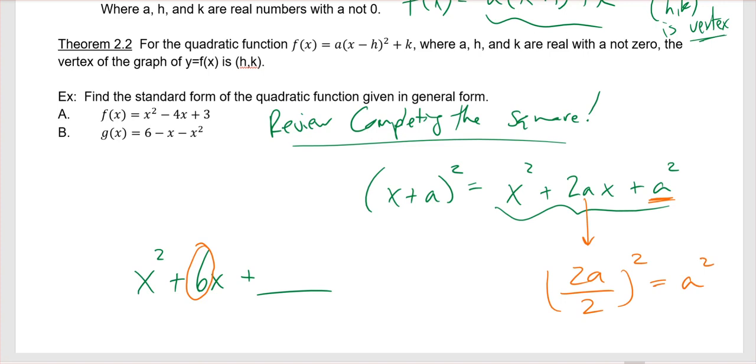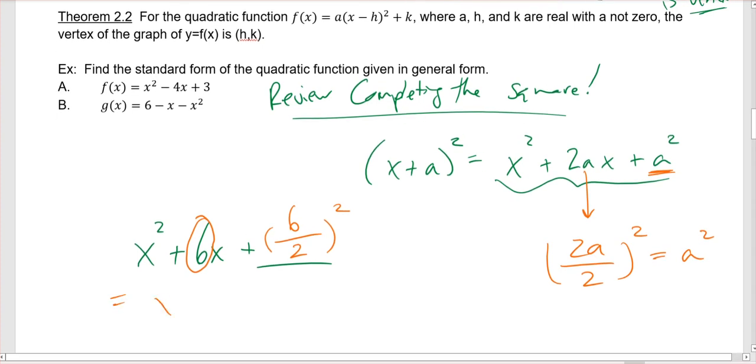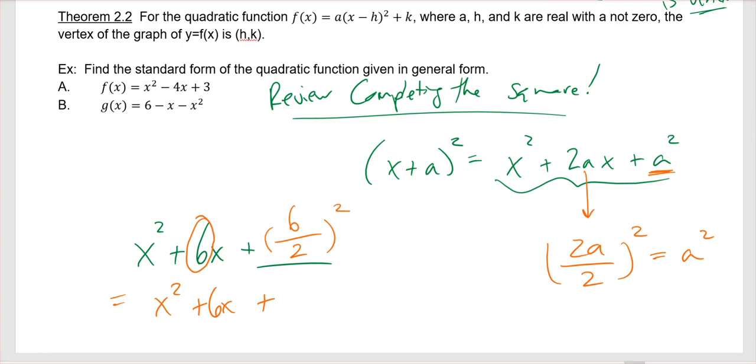So I will just take whatever this number is, so 6, and divide it by 2 and then square it. And now we've constructed a perfect square. So this is x squared plus 6x plus, what is this? 6 divided by 2 is 3, and that's 9. And now we can write that as a perfect square because, hey, now it's a perfect square.